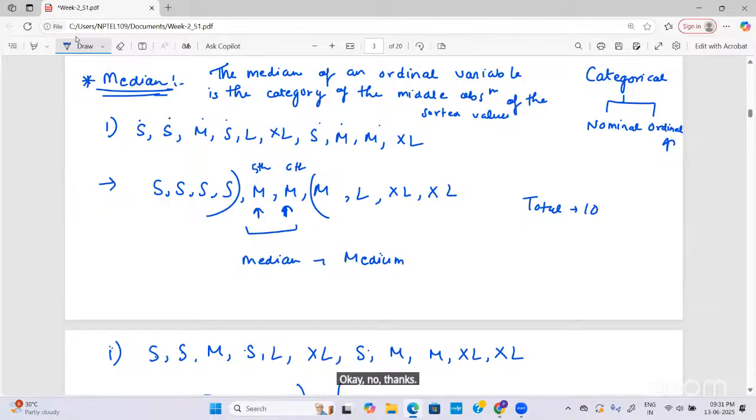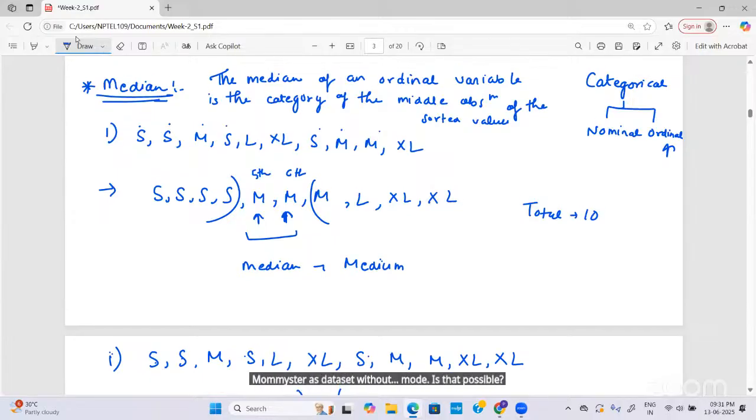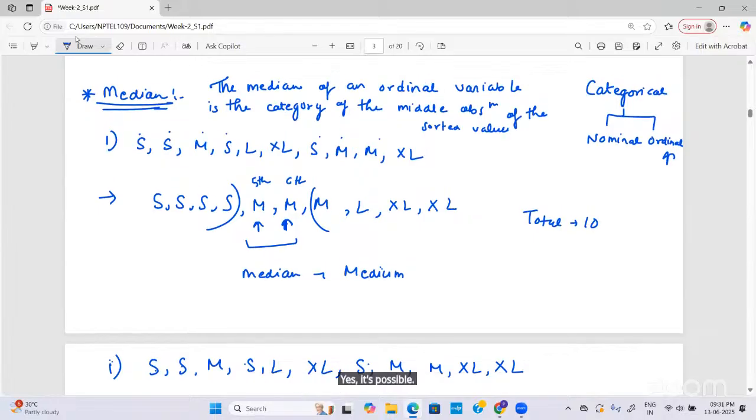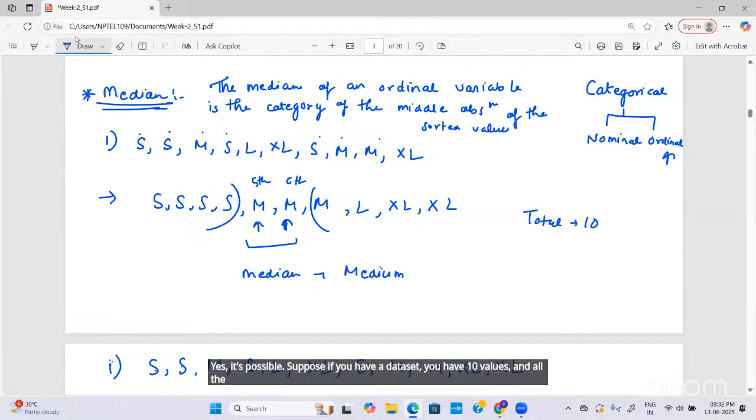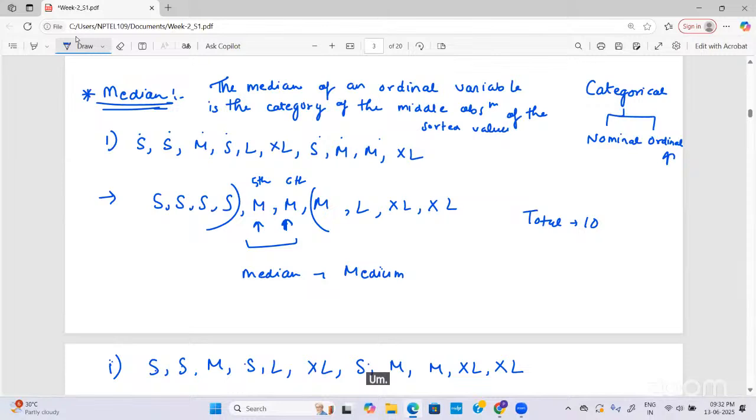Ma'am, is there a data set without mode? Is that possible? Yes, it's possible. Suppose you have a data set with 10 values and all the 10 values are different. So the frequency for each value is one only.